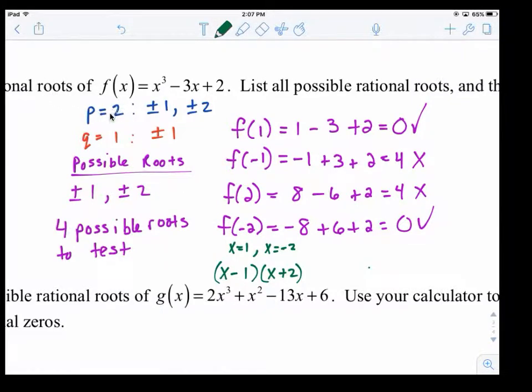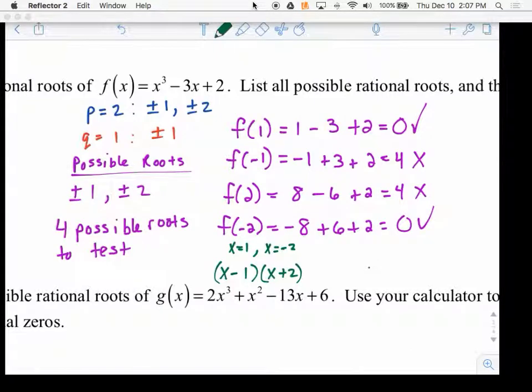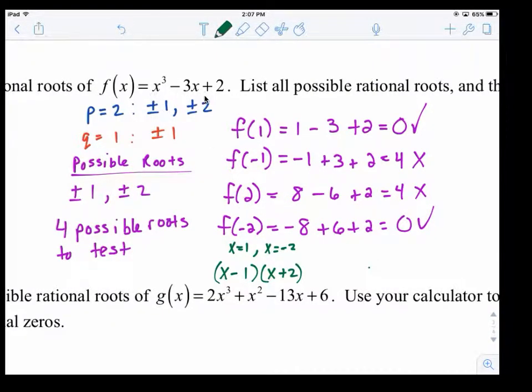This is your constant term. So that's the thing that doesn't have a variable. And then the q is the leading coefficient. So that's the number out in front of the leading term. You plug those into the equation.